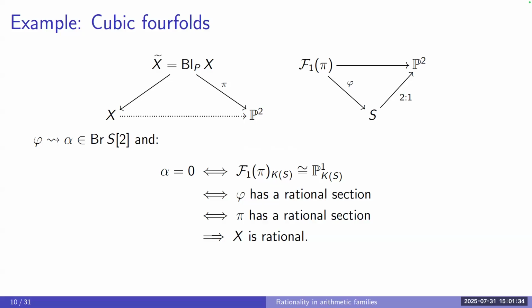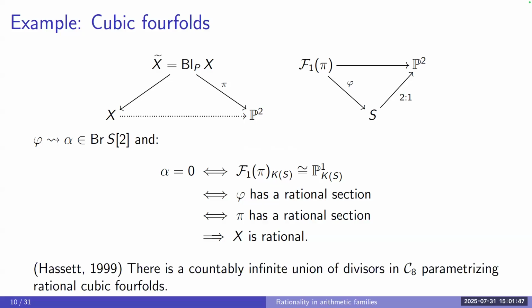Okay, so from my cubic fourfold, I produced this K3 surface and this Brauer class, for which the Brauer class in some sense controls rationality, in that if the Brauer class vanishes, then the cubic fourfold is rational. Okay, and this example actually goes back to Brendan Hassett from 1999. He showed that there's a countably infinite union of divisors in C8 parameterizing rational cubic fourfolds. So C8 is the divisor in the moduli of cubic fourfolds of those which contain a plane. And so that's exactly saying this is a locus where you can show that the Brauer class vanishes.